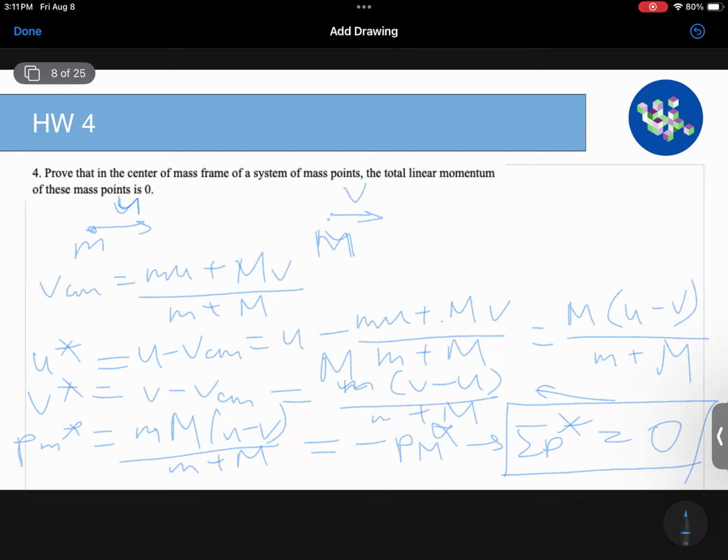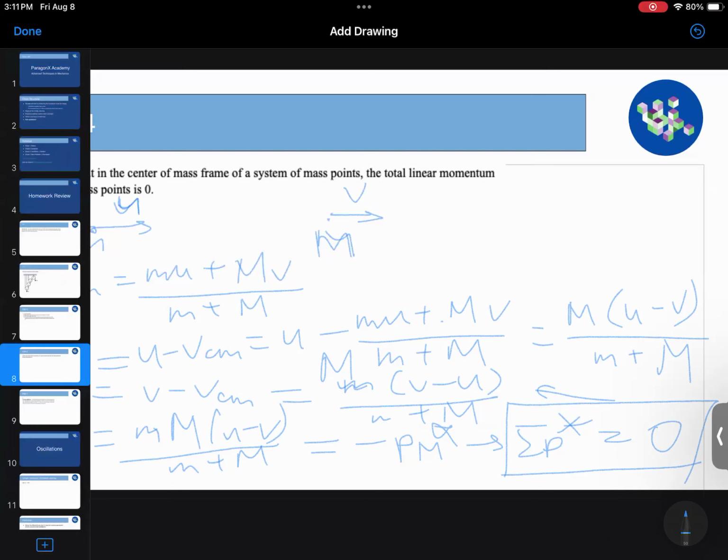So this is really convenient because a lot of times when you're solving collision problems, it's pretty easy to go into the center of mass frame. If momentum's conserved, you can say that the momentum before the collision should equal the momentum after the collision. Initial momentum equals final momentum equals 0. It's a neater way to solve a collision problem. Let's go to the center of mass frame. Does that make sense?